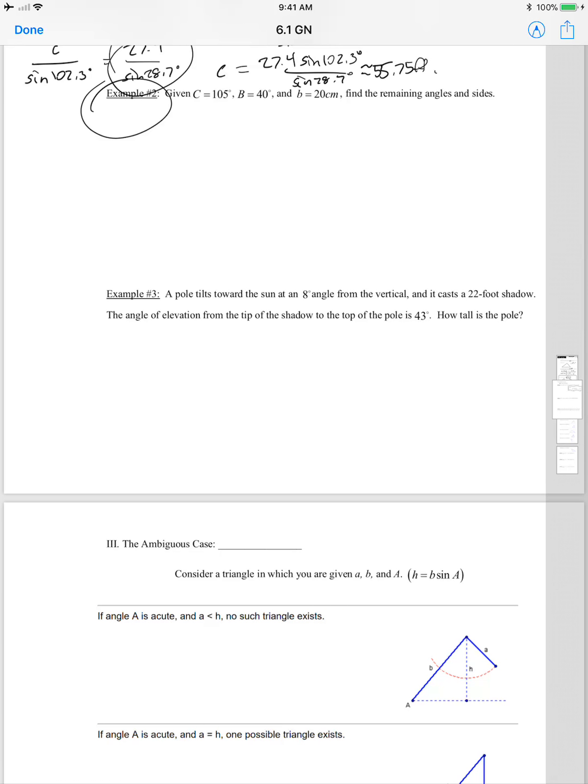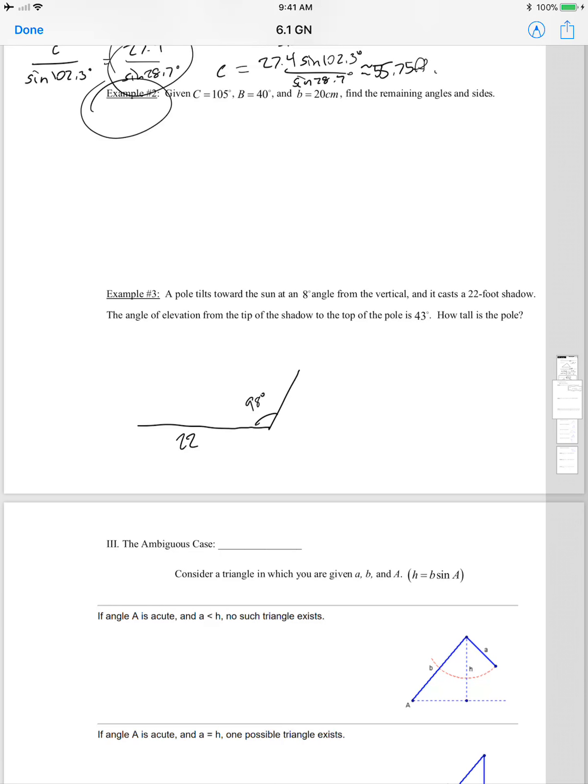So, of course, word problems can show up from time to time. These do have applications in the real world. A pole tilts toward the sun at an 8-degree angle from the vertical. So instead of being straight up and down, forming a 90-degree angle, this pole is tilted 8 degrees from the vertical, and it casts a 22-foot shadow. So the shadow is 22 feet. This is 8 degrees from the vertical, so 90 plus 8, that's a 98-degree angle.